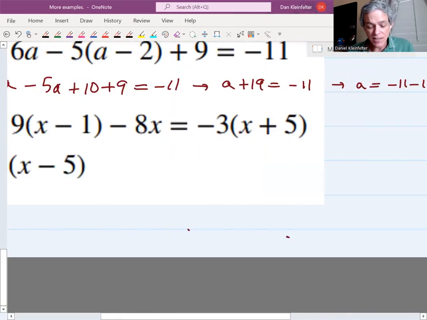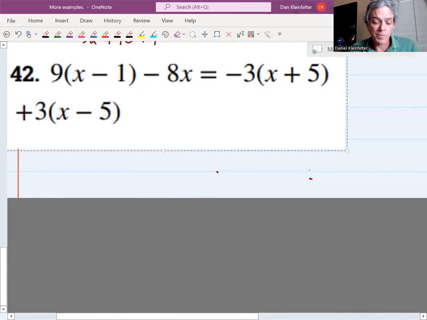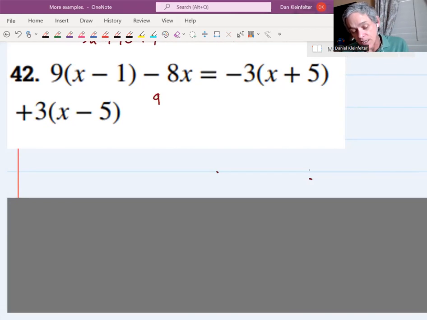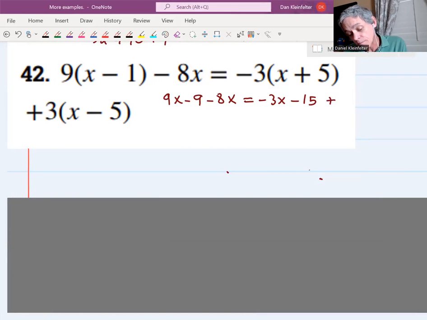Okay, last one within this group. This one is full of parentheses, but I will be careful. So distributing here, we have 9 times x minus 1 will give us 9x minus 9, and then minus 8x. And then on the right side, we'll have negative 3x minus 15. And then our book, unfortunately, kind of put a break in a line here, so sorry about that. So we will have plus 3x, and then minus 15 again.